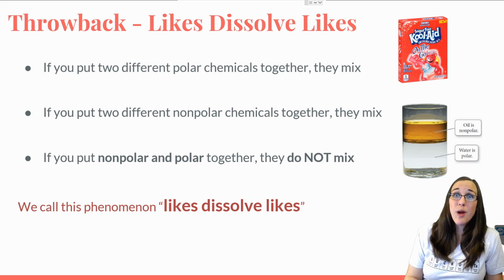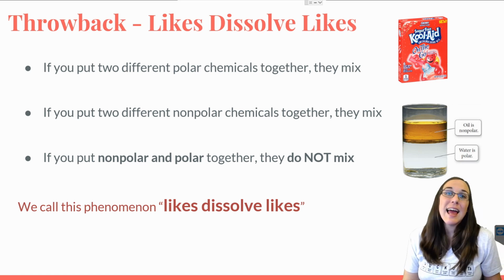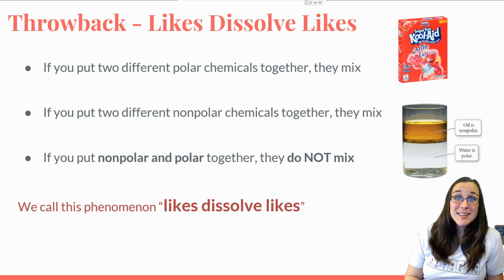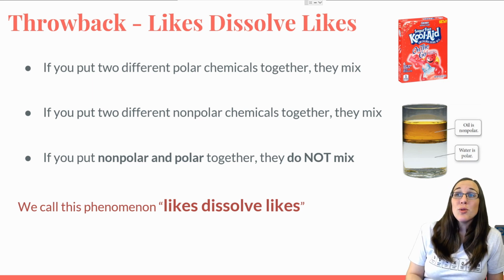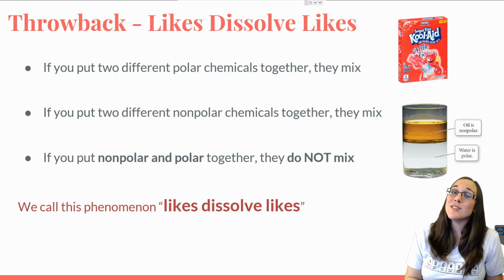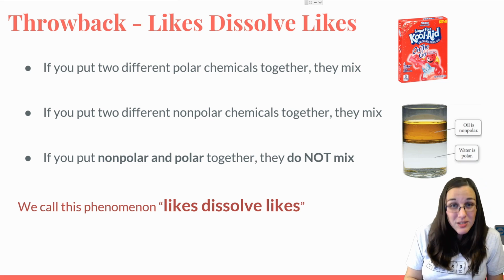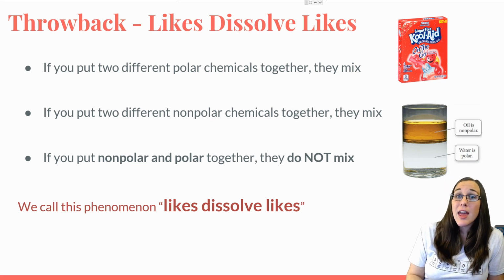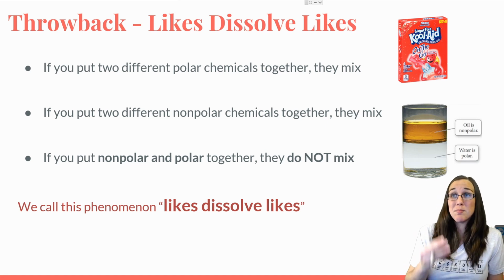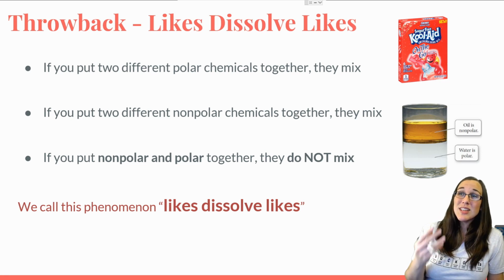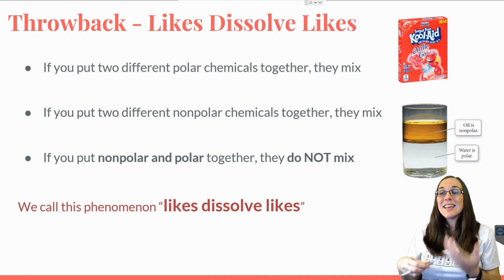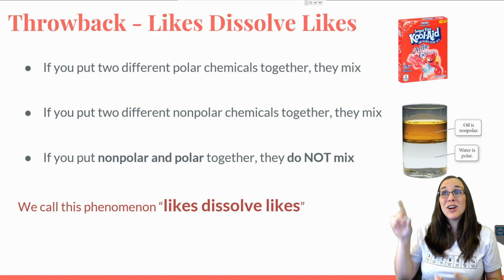We discuss in that video how likes dissolve likes. There's this trend in chemistry where if something is like another thing, those two things tend to dissolve in each other. This is what we meant by likes dissolve likes. If two things are polar, then they dissolve in each other, they mix. If two things are non-polar, then they also dissolve in each other and they mix. However, if they are different, if one is polar and one is non-polar, then they don't mix. They can't mingle. So this is what we meant when we first referred to likes dissolve likes.